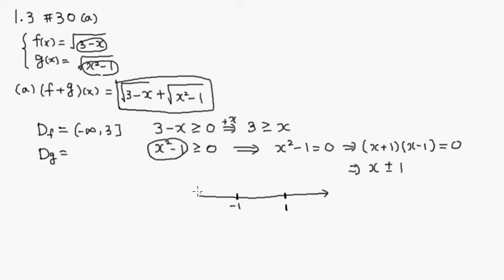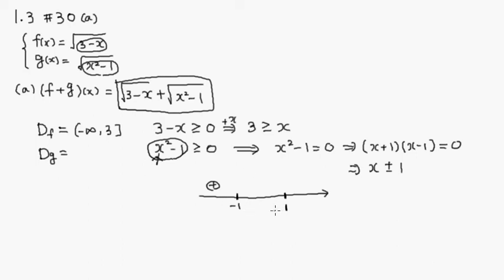Then we have to determine which section we should choose. We want this expression to be positive, so we'll try any number less than -1. Let's try -2. If you plug in -2 for x, -2 squared is 4, minus 1 is positive 3. So you get a positive sign here, which is what we wanted, because we want greater than or equal to 0.